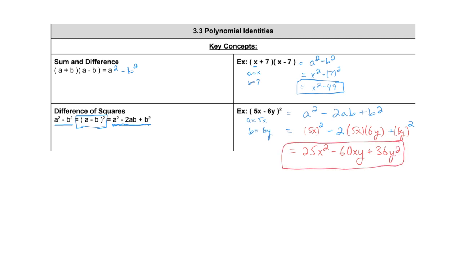Okay, so you could just expand these and multiply them out using the FOIL method, but these polynomial identities help you skip some steps as well as work backwards. Say we're given a big quadratic, we can factor backwards.